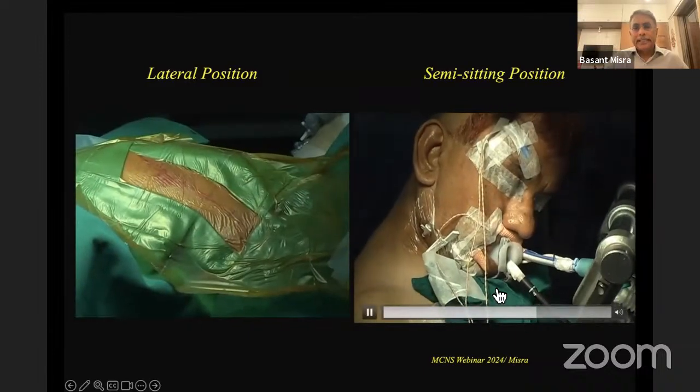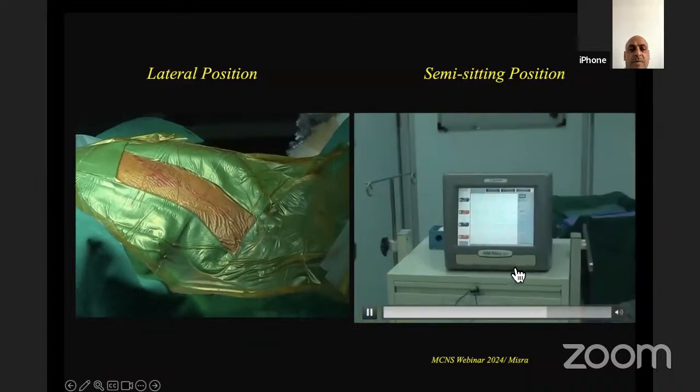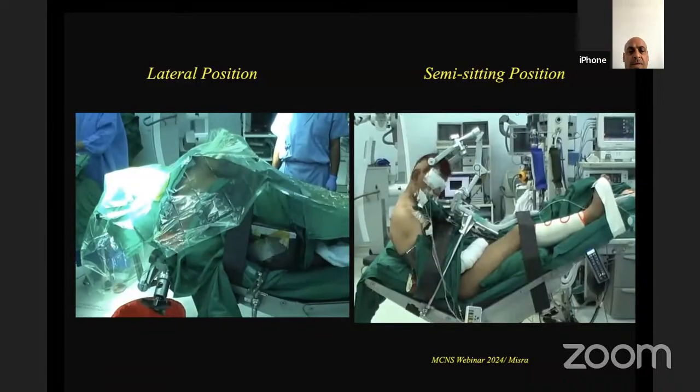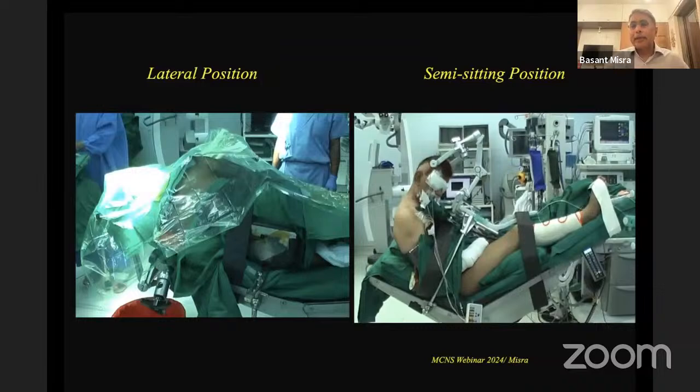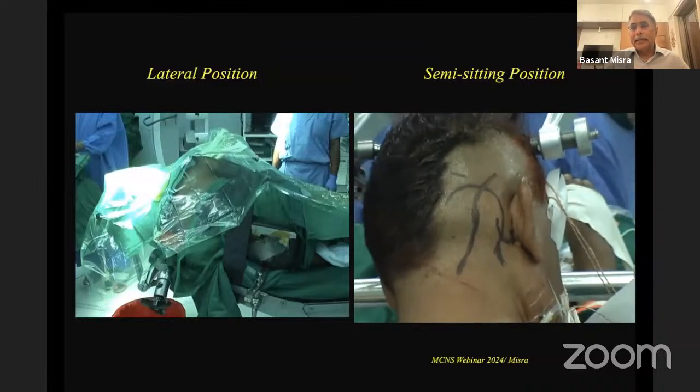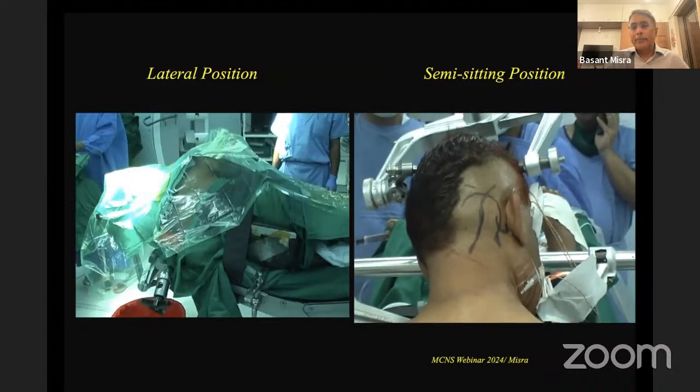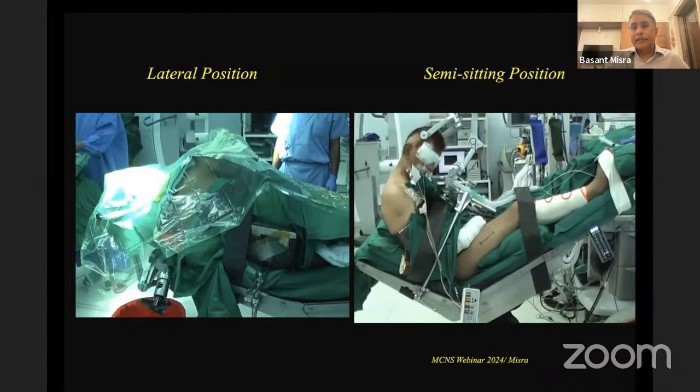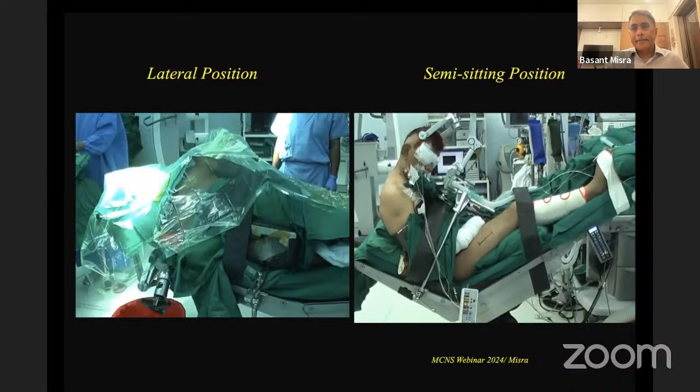So we do see, Basant, there is some echo. I don't know why, but I can't hear. This is the video sound. Okay, it's a video sound. It will go away. It is the OR sound. It is recorded in the operation theater. So there is noise inside the operation.